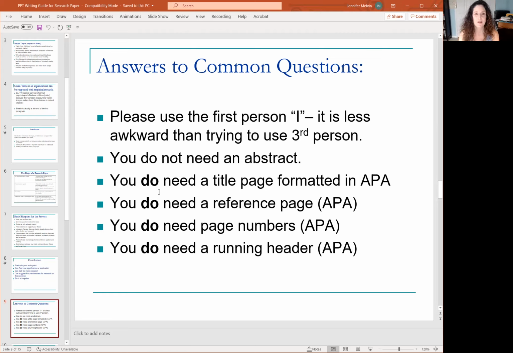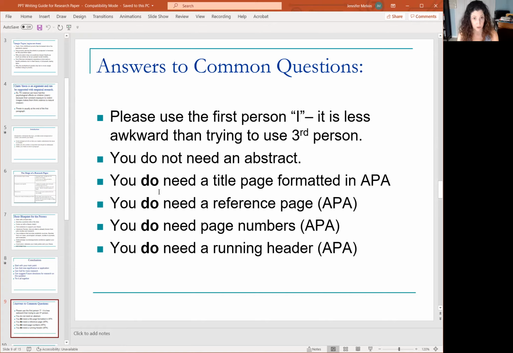Now, I know that some of you are psychology majors, which I think is super awesome. It's part of our department. Psychology uses a third person a lot, okay? So I just want to make it clear. It's not only okay to use the first person, I'm requiring that you use the first person. And when you read some journal articles, you'll notice that in sociology, every journal article is written in the first person. I've never seen one written any other way. It's just very awkward to try to write in the third person.